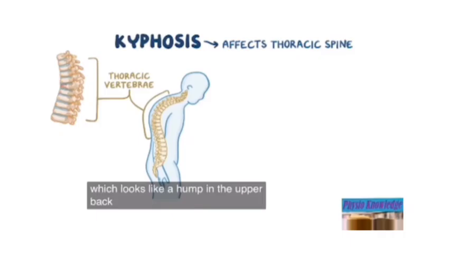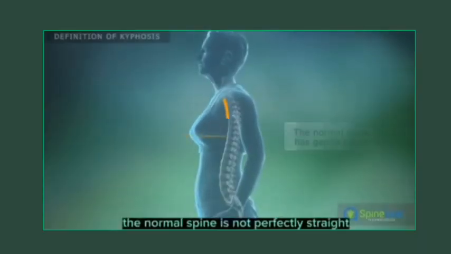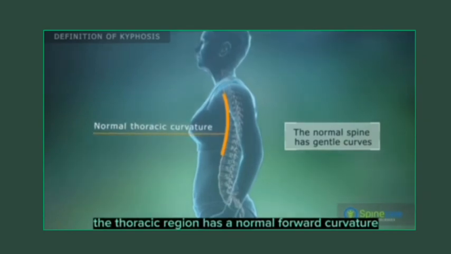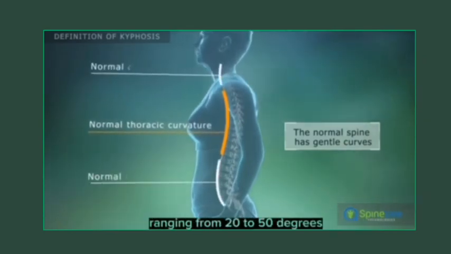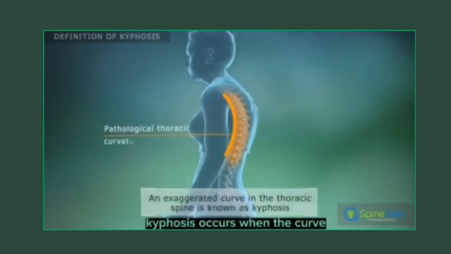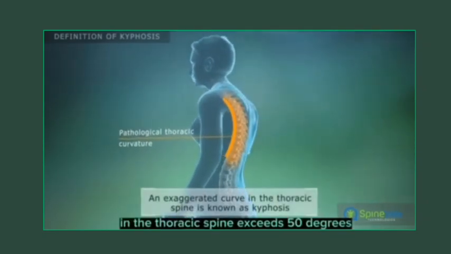in the upper back. The normal spine is not perfectly straight when viewed from the side. The thoracic region has a normal forward curvature, ranging from 20 to 50 degrees. Kyphosis occurs when the curve in the thoracic spine exceeds 50 degrees.